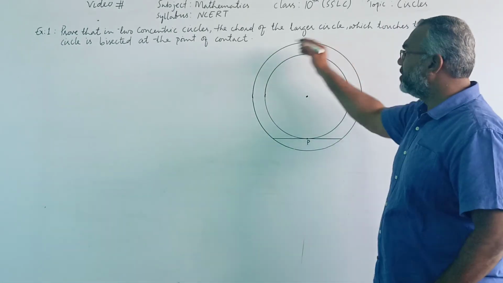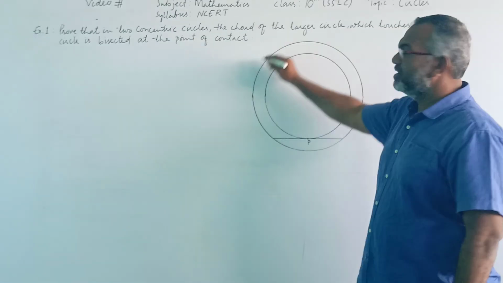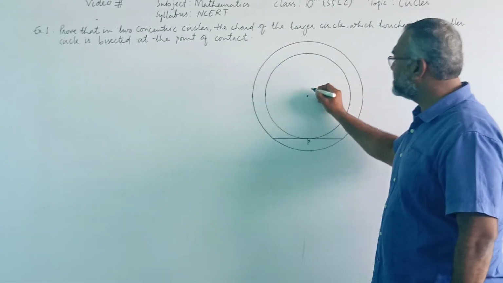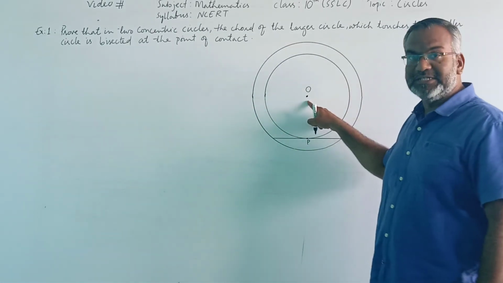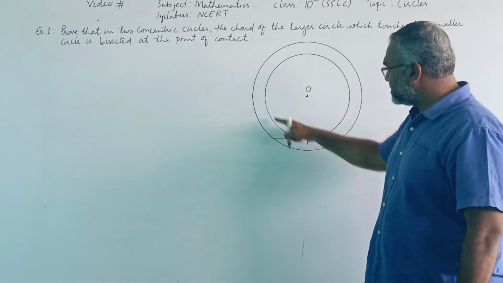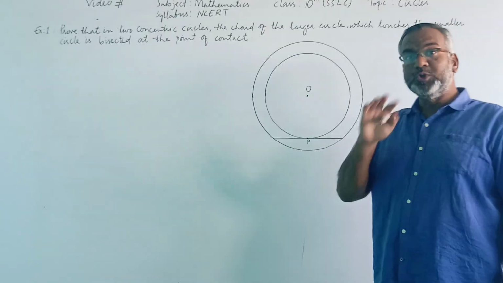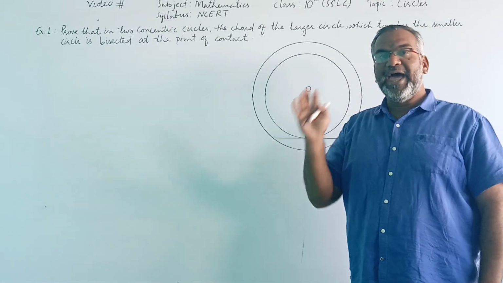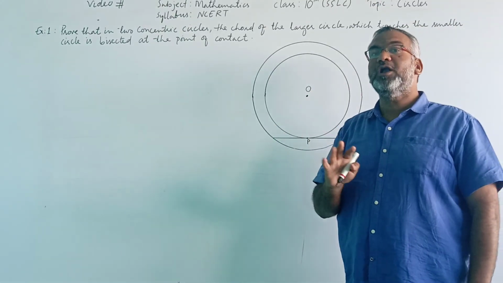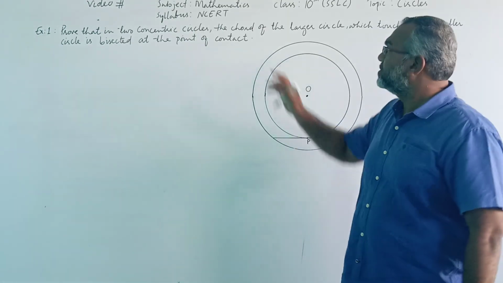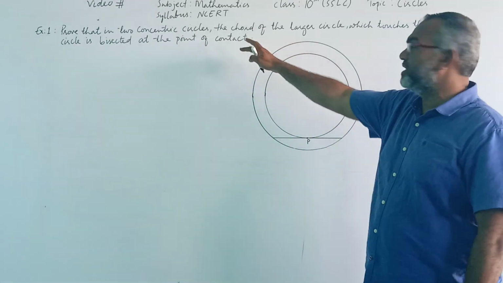If you observe carefully, this bigger circle has this radius. Imagine it has this center O, and this smaller circle also has center O. So two or more circles having the same center are called concentric circles. So there are two concentric circles.